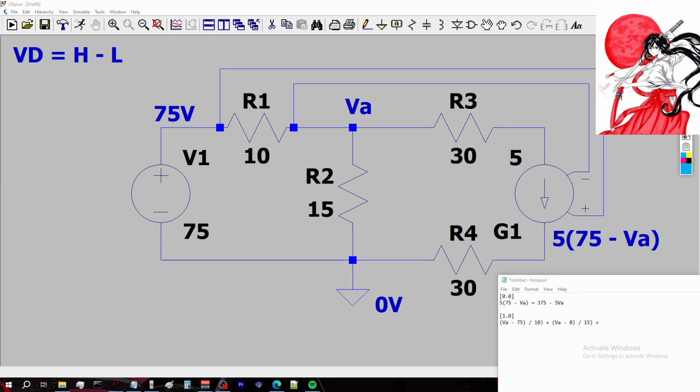And we know what this current equals, right? Because it equals this, it equals that. So we're going to write that. So we're going to do 375 minus 5 VA, and all of that is going to equal 0.